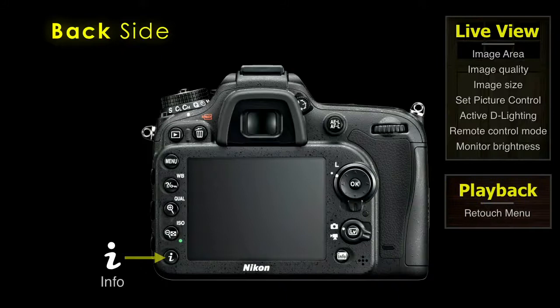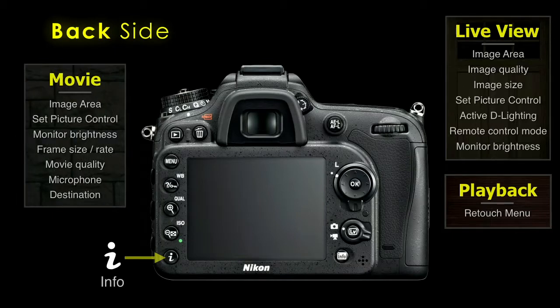If you are in the playback mode and you're looking at an image, you can hit the I button and go into the retouch menu. This is where you Photoshop your images and you can crop them and do all sorts of goofy things with them. And so that's the second option.